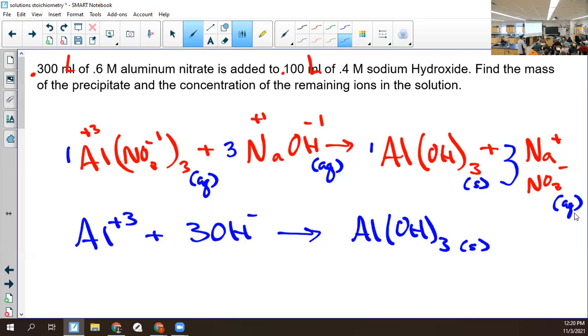So I've written out and balanced. The next thing I would find is the moles, not molarity, I apologize again, the moles of each thing at the start. You okay with that? So if I was doing this myself, I always do it just right here. And you don't have to, but I always go like this.